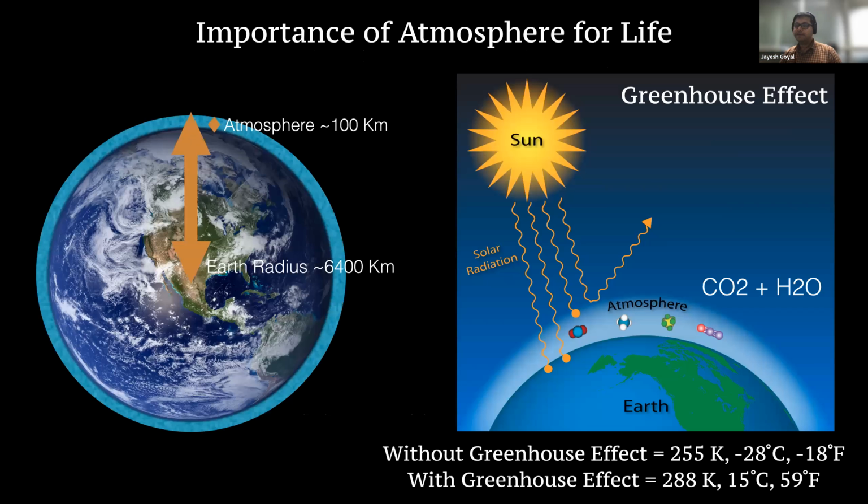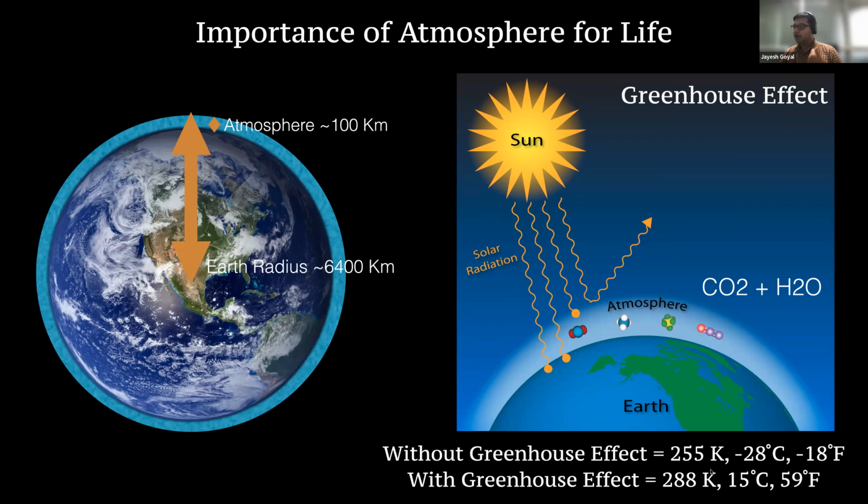Okay, and the atmosphere also plays a very important role for life, and you can see how. The Earth's radius is 6,400 kilometers. The most dense part of the atmosphere is just 100 kilometers, and this 100 kilometers makes life possible on Earth. Because without the greenhouse effect, if you calculate the temperature of Earth just based on the distance from the host star, the Sun, we get around 255 Kelvin, which is around minus, sorry, it should be minus 18 degrees Celsius. Okay, so minus 18 degrees Celsius, and with the greenhouse effect, that is 288 Kelvin. So that is 15 degrees Celsius.